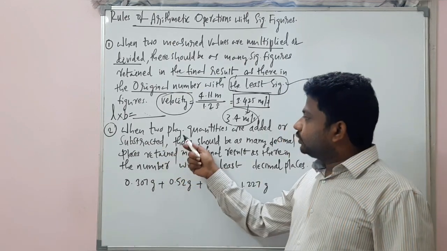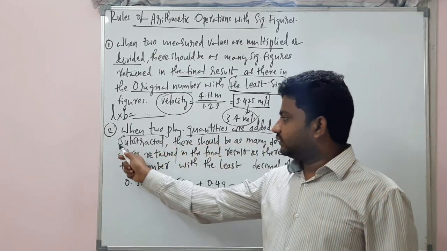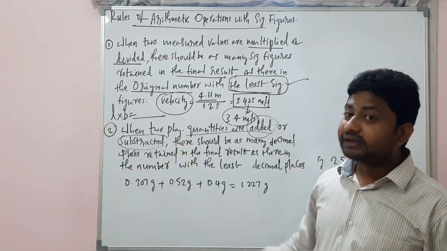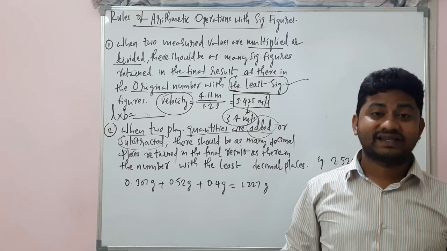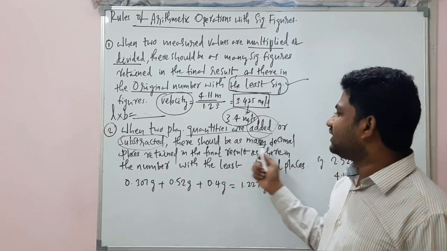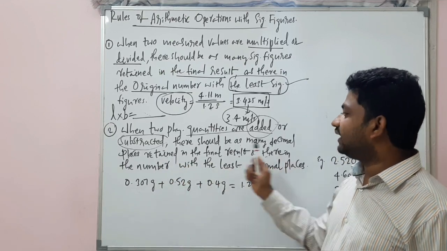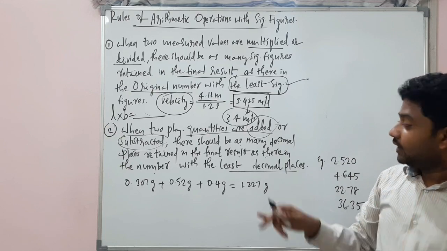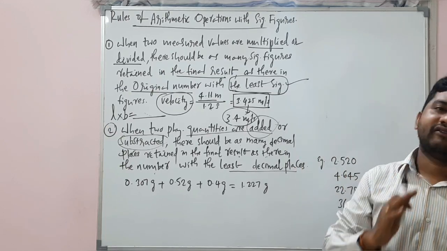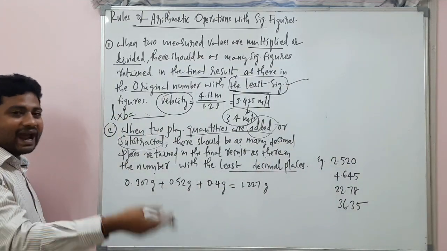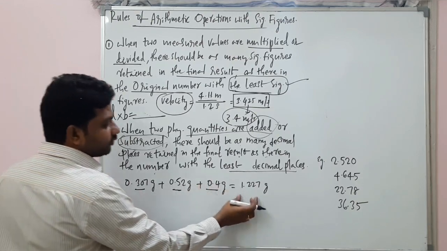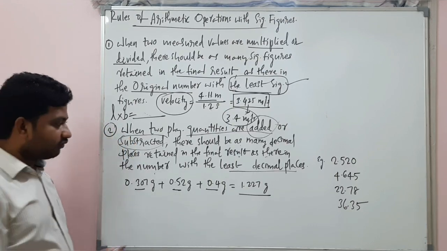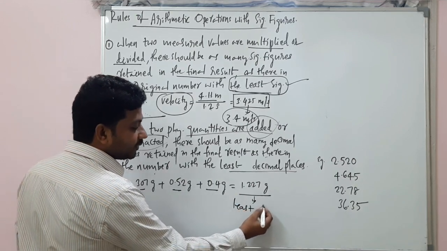Look at here. When two physical quantities are added or subtracted, here addition and subtraction, there should be as many decimal places written. See, this is completely about the decimal places and that was completely about the significant figures. There should be as many decimal places retained in the final result as there are in a number with the least decimal places. Here, least significant figures must be in the final measurement. Here, least decimal places must be in the final result. And look at here, 3 masses are added up here. 1, 2, 3. Final result, I have got it as 1.227 grams. But according to the significant figure rule, especially this rule, your final result must have the least decimal places.